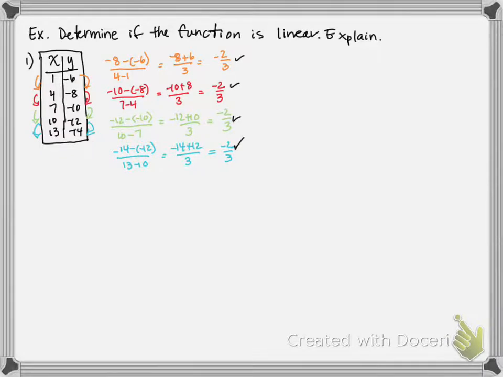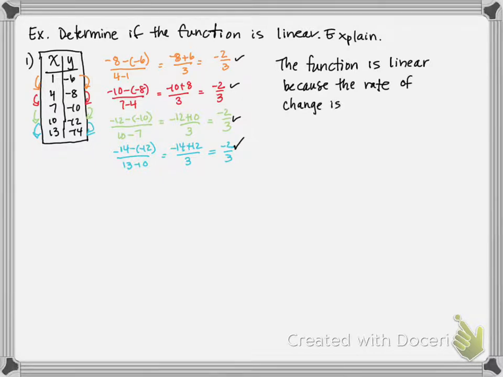So we would say the function is linear. Now we're going to give a reason, because the rate of change is constant. Now what we're not going to say is yes or no. That doesn't mean anything. Okay, so let's try another one.